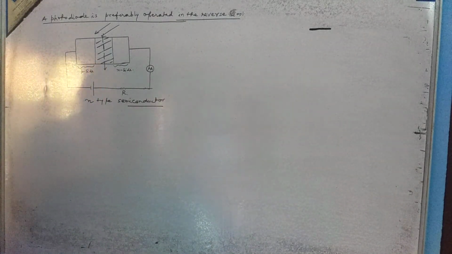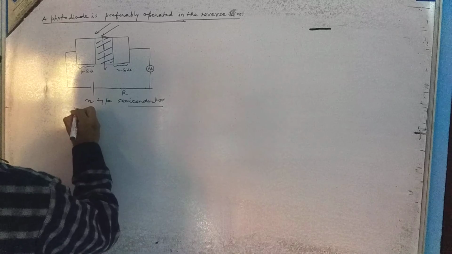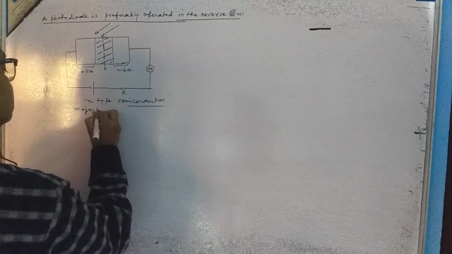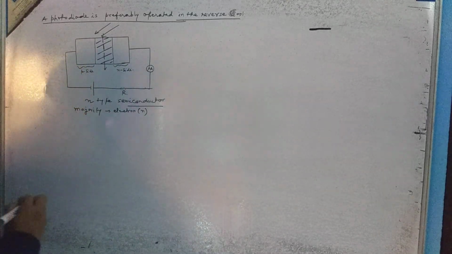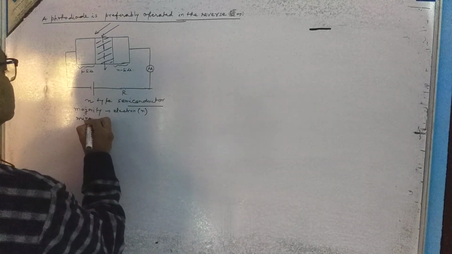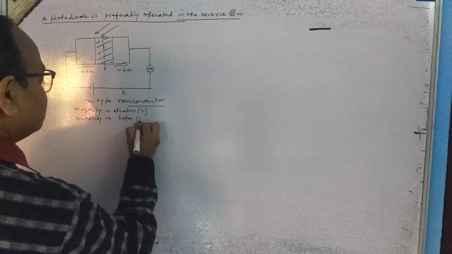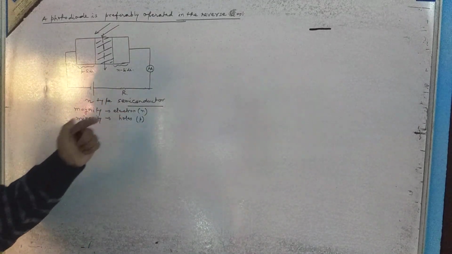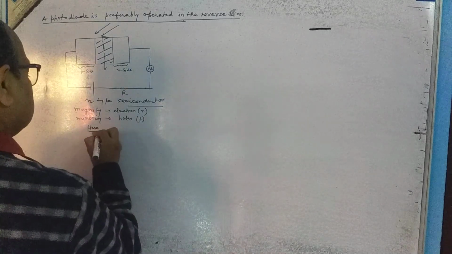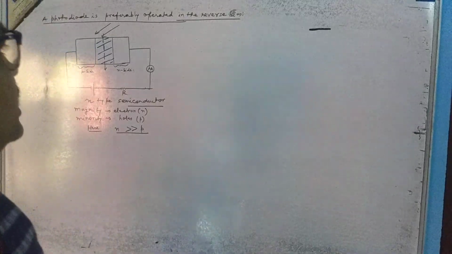Obviously, majority carriers will be the electrons and minority carriers are the holes. Majority carriers are electrons, I will show it by N. Minority carriers are holes, I will show it by P. That means here the number of majority carriers N is much greater than P. The value of N will be much more compared to P, okay.